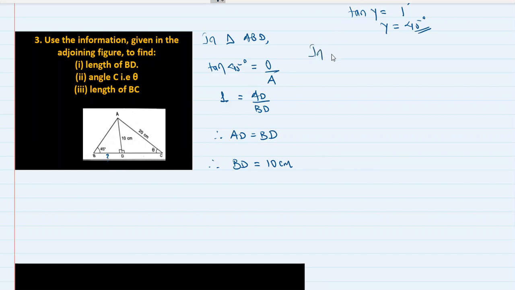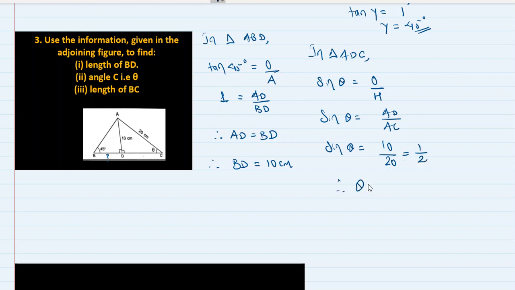So in triangle ADC, sine of angle theta is equal to opposite upon hypotenuse. So sine theta is equal to AD upon AC. So sine theta is equal to AD is 10 centimeter and AC is 20 centimeter, which is 1 by 2. And therefore theta becomes 30 degree because sine 30 is 1 by 2. So that's our second answer.